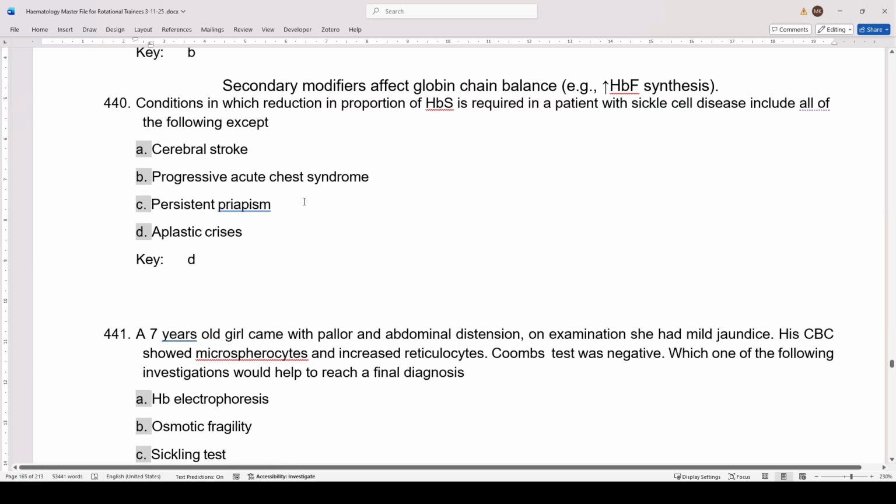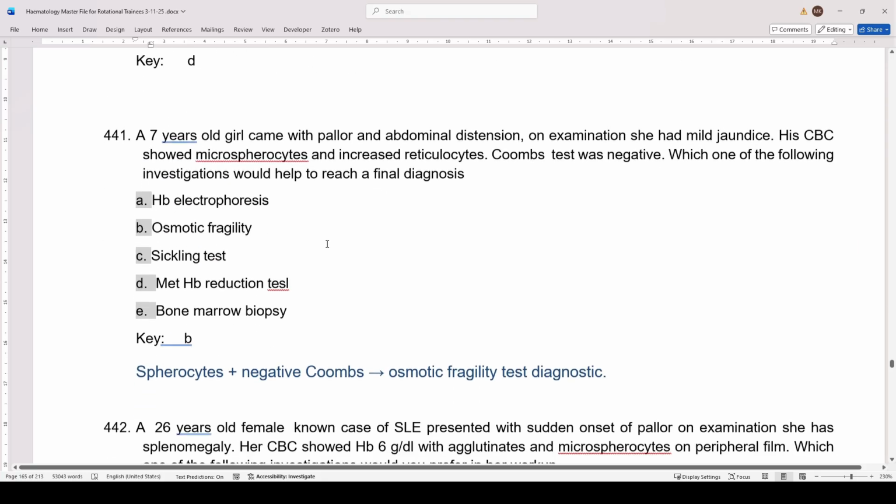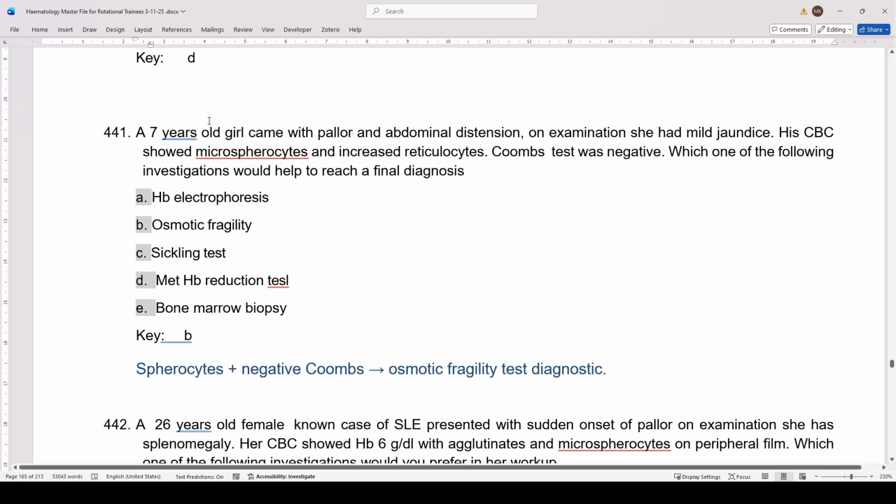In this case, the patient can have parvovirus B19 infection, and there will be pure red cell aplasia. Okay, but not aplastic anemia, not aplastic crisis. It is okay. A 7 years old girl came with pallor and abdominal distension. On examination, she has mild jaundice. Her CBC showed microspherocytes and increased reticulocytes. Coombs test was negative. Okay, which of the following investigations would help to reach the final diagnosis?